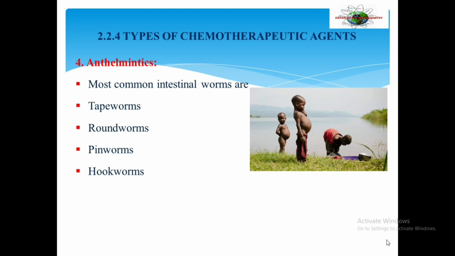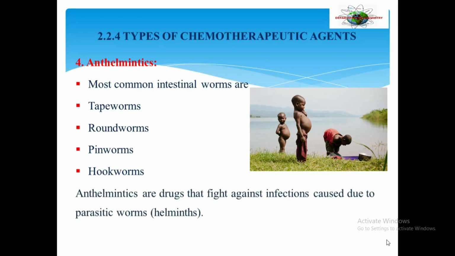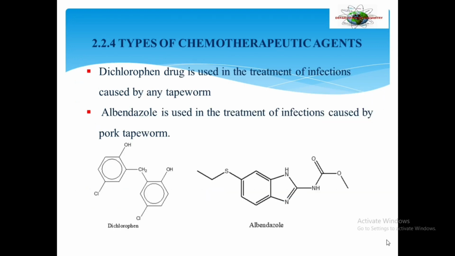Most commonly, intestinal worms are tapeworms, roundworms, pinworms, and hookworms. Let us go to the definition of anthelmintics. Anthelmintics are drugs that fight against infections caused due to parasitic worms. Dichlorophen is used in the treatment of infections caused by any tapeworm. Albendazole is used in the treatment of infections caused by pork tapeworm. These are the structures of dichlorophen and albendazole.